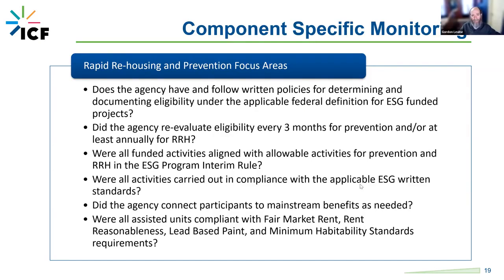Is there evidence that the necessary steps were taken to identify what participants need and then connect them to those mainstream benefits, which could range from low-hanging fruit like SNAP and Section 8 to more specific resources like mental or physical health, etc. And finally, were all of the assisted units compliant with fair market rent, rent reasonableness, lead-based paint, and habitability standards requirements? So in other words, were the units eligible to be served according to the ESG program and our rule?